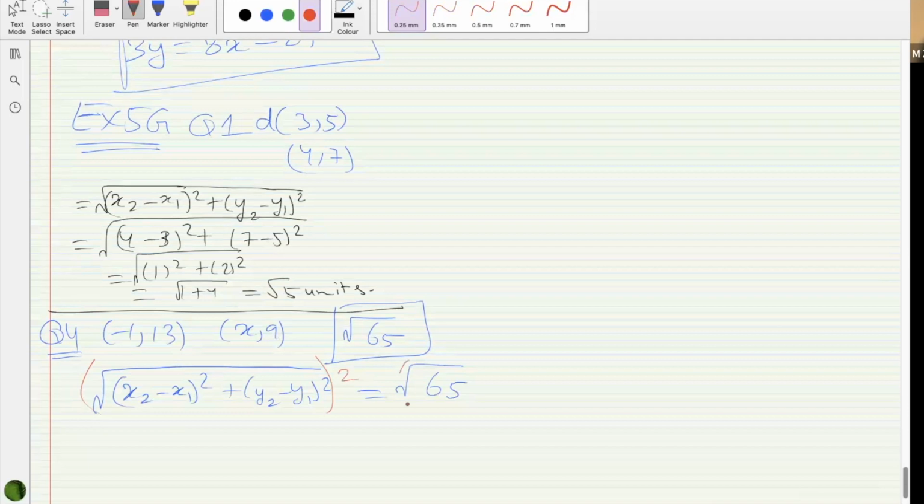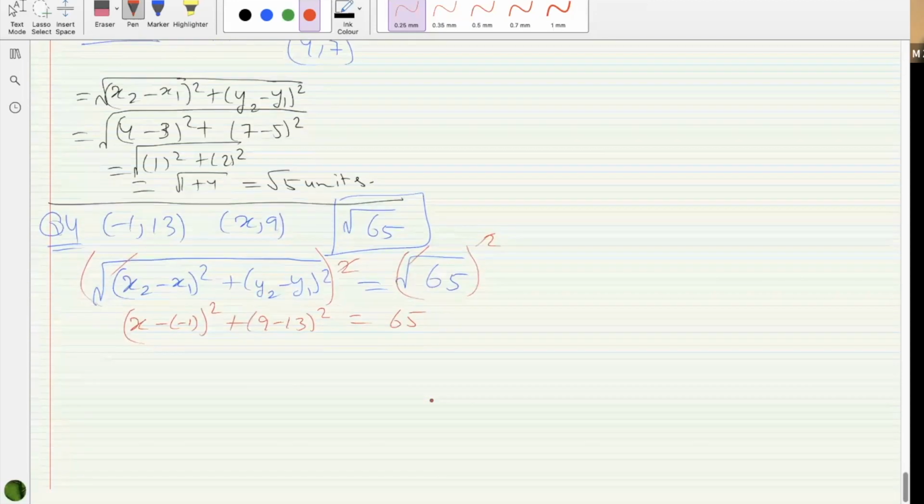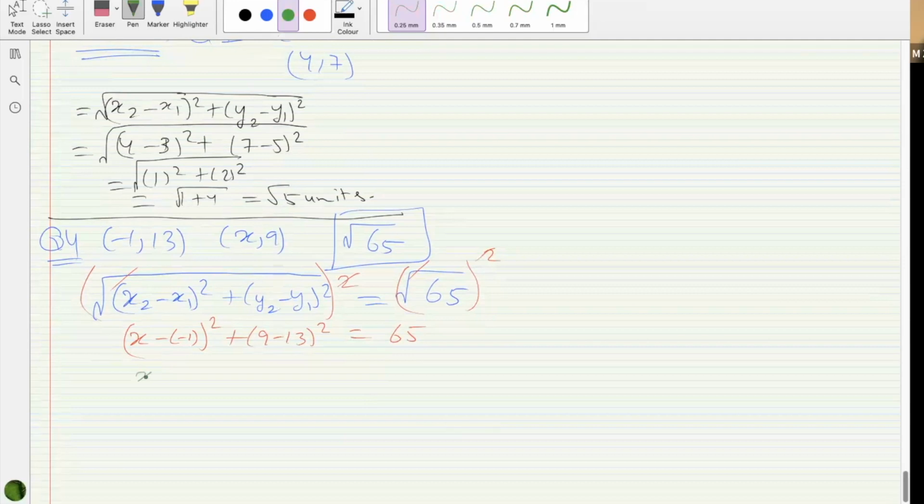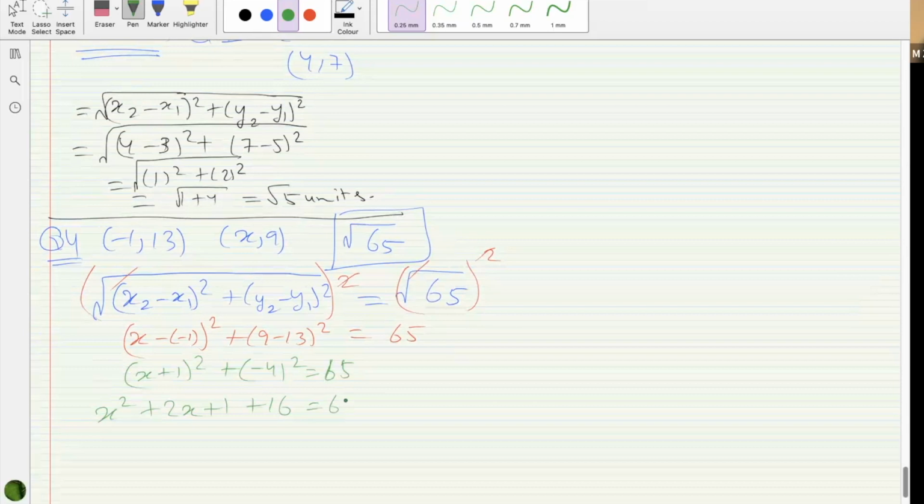So we can either take the square root right here or in the next step. Taking square root on both sides, we get rid of this root, and x2 minus x1 squared plus y2 minus y1 squared equals 65. This is x plus 1 whole square plus minus 4 squared equals 65. So this is a square plus 2ab plus b square, plus 16 equals 65. So x square plus 2x plus 17 equals 65, and 65 minus 17.